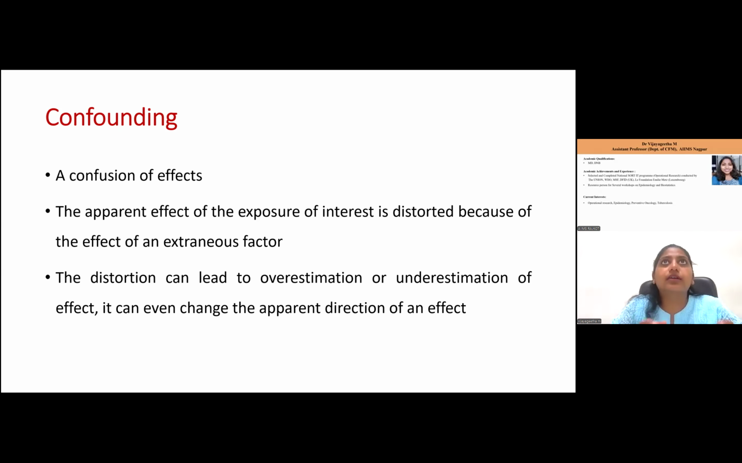So this third factor or an extraneous factor is nothing but your confounder. So what happens is the distortion can lead to either overestimation or underestimation of effect, or it can even change the apparent direction of an effect. Okay. So I'll give you a simple example. Let's say I want to go buy hats.